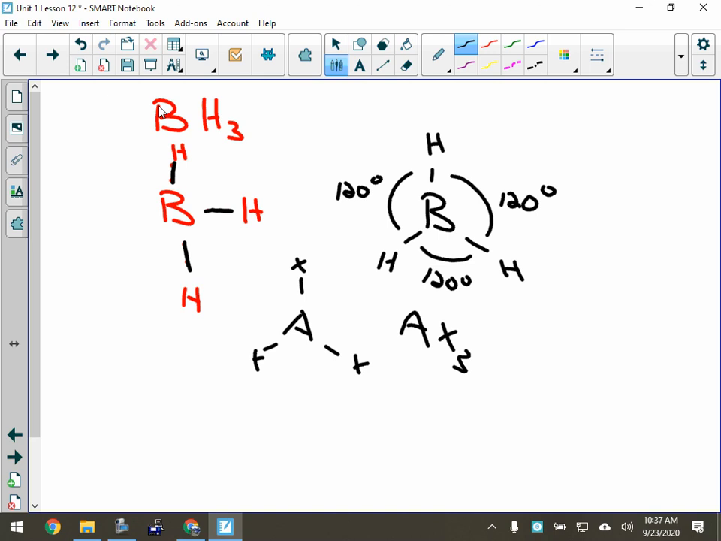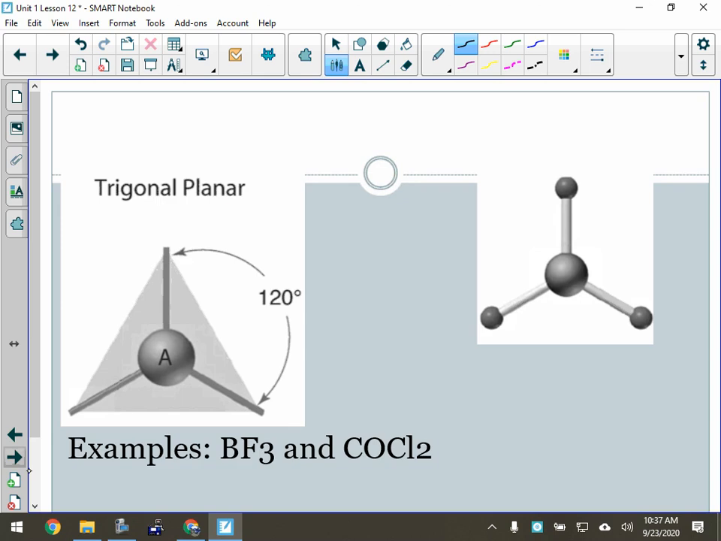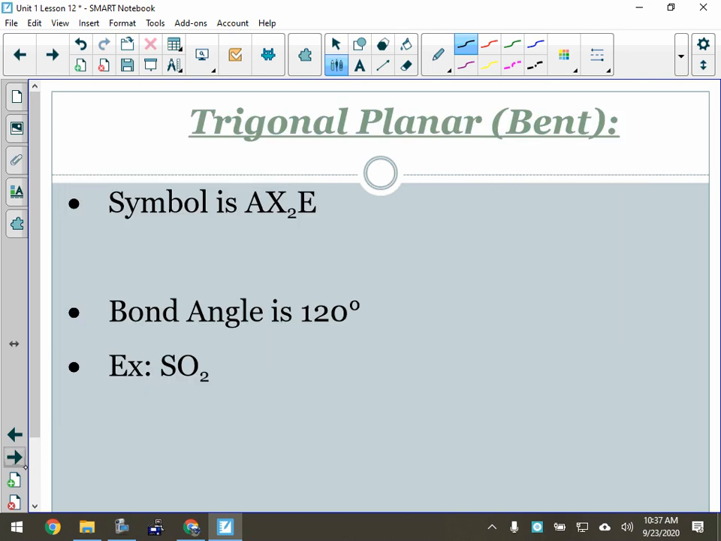Now, the next one we're going to look at. So there's some examples there. BF3 and COCl2 would be an example as well. We draw that, they kind of look like that. The next one we're going to talk about is trigonal planar bent.